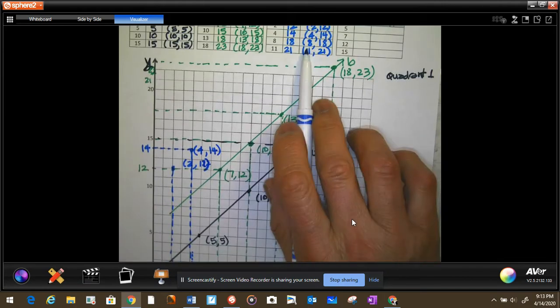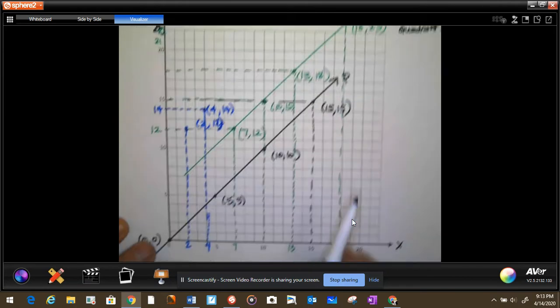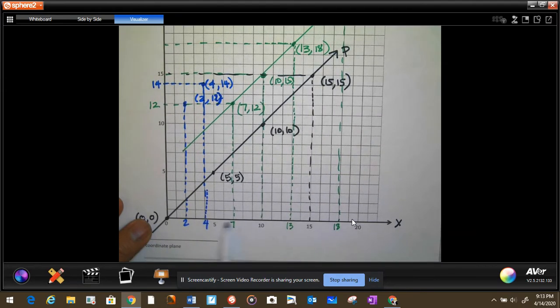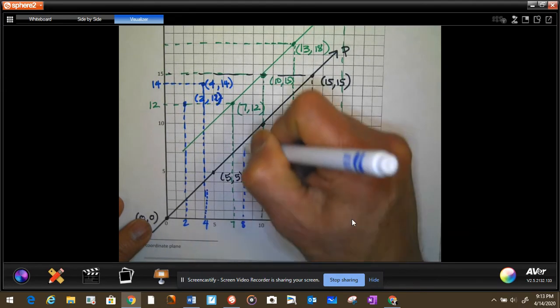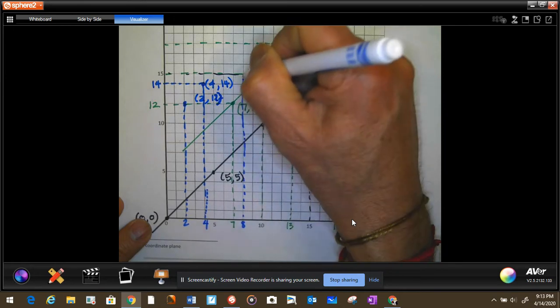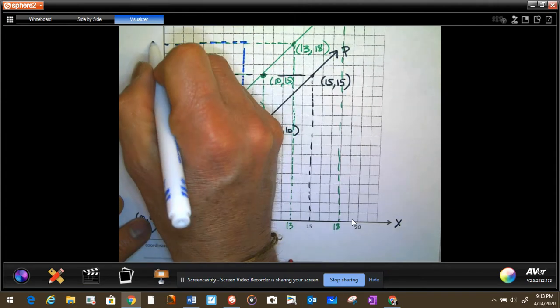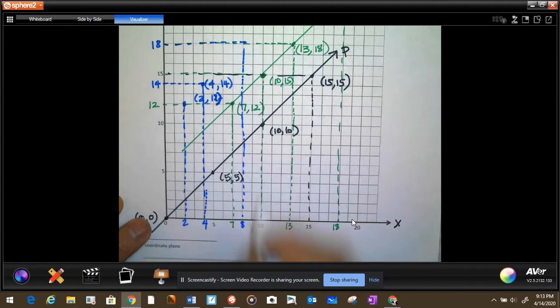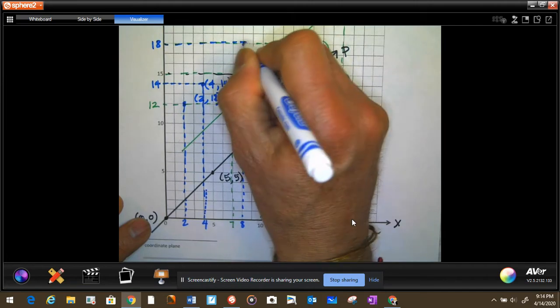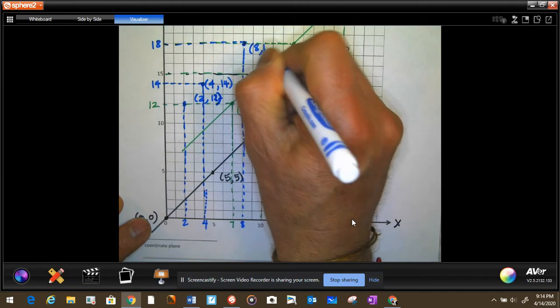Our next point is 8, 18. We're going to run to 8, which will be 2 less than 10. And we're going to jump all the way up to 18, which will be right before 20, 2 less than 20. So that will be 18. And this will be the point with the coordinate pair 8, 18.